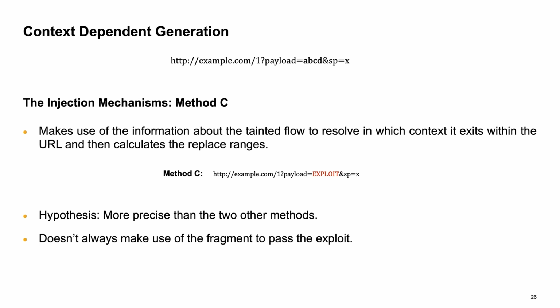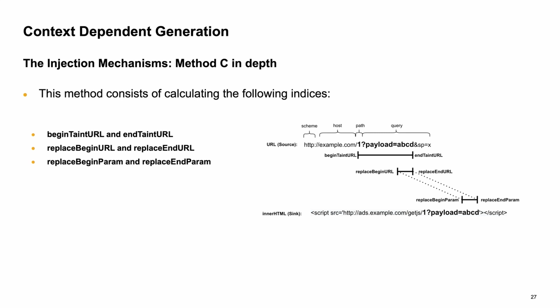For method C, implemented in this work, the objective is to calculate where the tainted part is present inside the URL and then either replace it completely, partly, or not replace it at all. We don't always make use of the fragment to inject the exploit, and the hypothesis here is that this method will be more precise and lead to more validated exploits. To read more about method C in depth and how we calculate these indices, I invite you to read our paper.